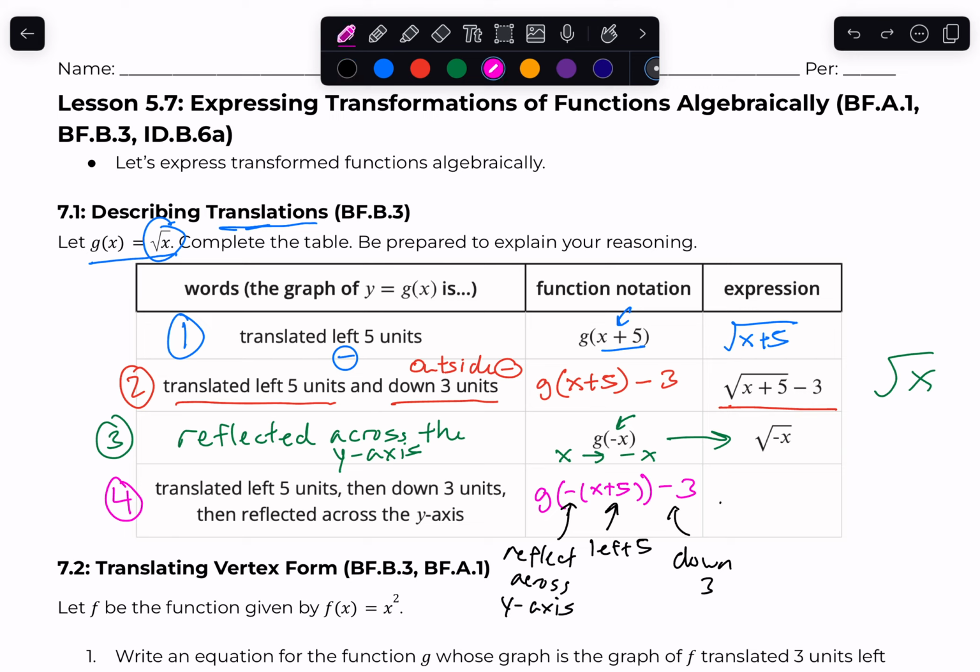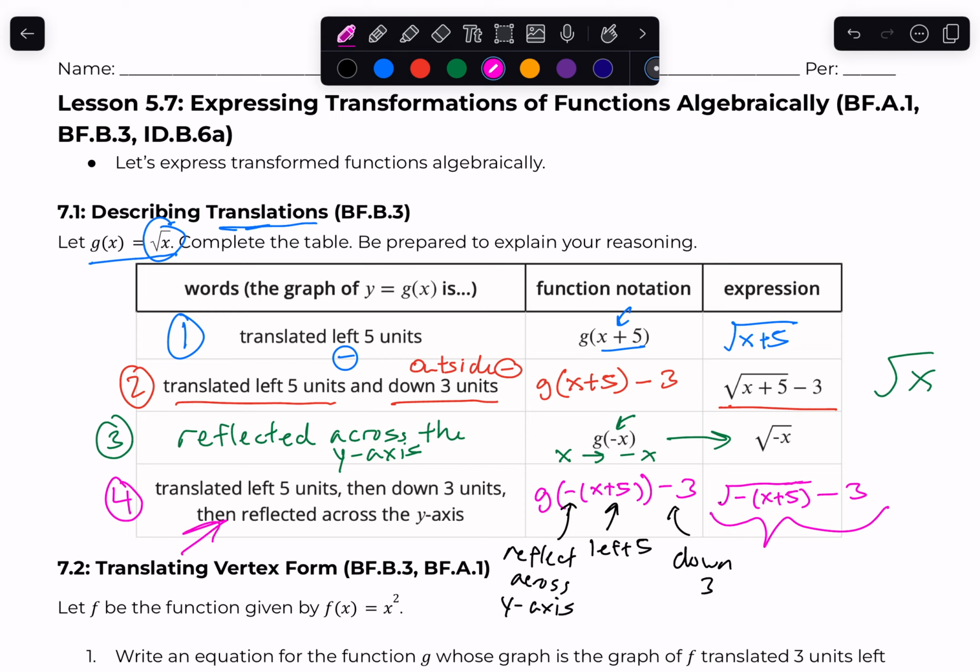Actually, let me go back to pink. I'm going to put my square root there, and then I'm going to put my negative, and then my x plus 5 inside the parentheses. My x plus 5 inside the parentheses, all of that underneath the square root, and then I have to put my minus 3 on the end. So this equation does all of the things in this box.